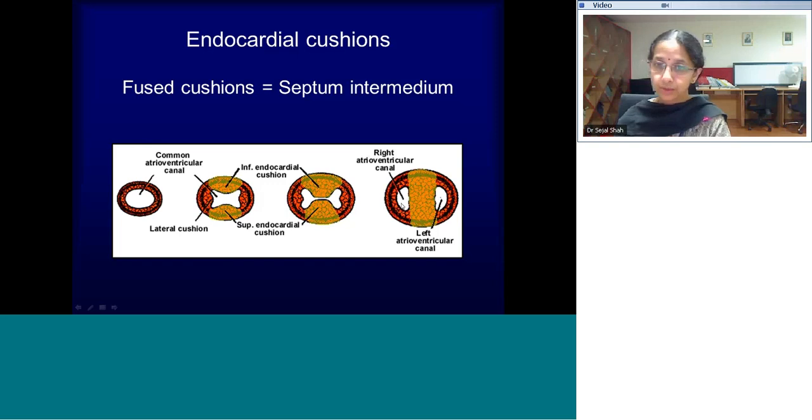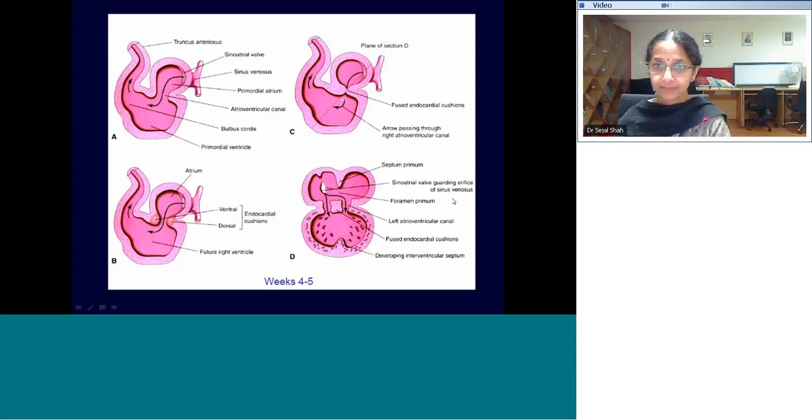So then you have two separate openings into the inlet, right and left. In a sagittal cut, initially you can see a single inlet and single outlet, which slowly develop into two separate openings after the fusion of the endocardial cushions, giving rise to the right and the left parts of the atrioventricular canal.